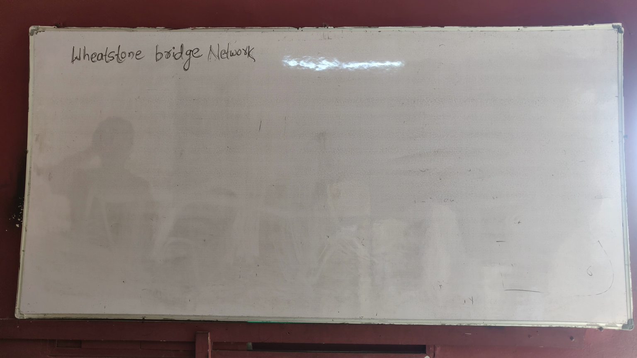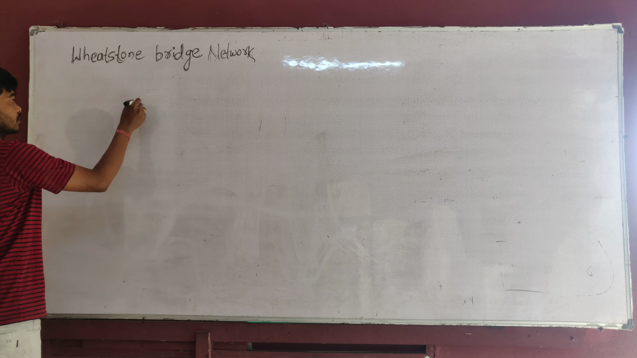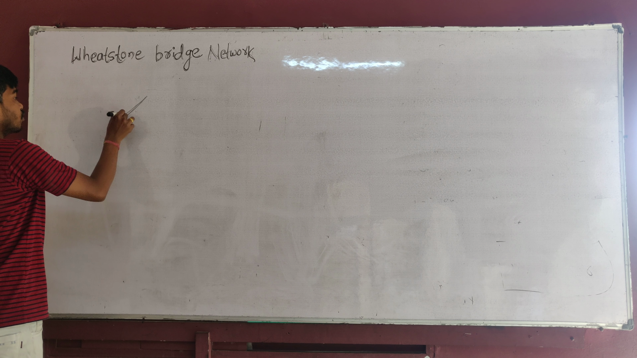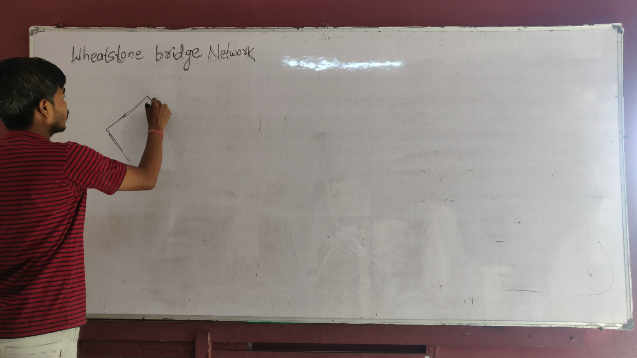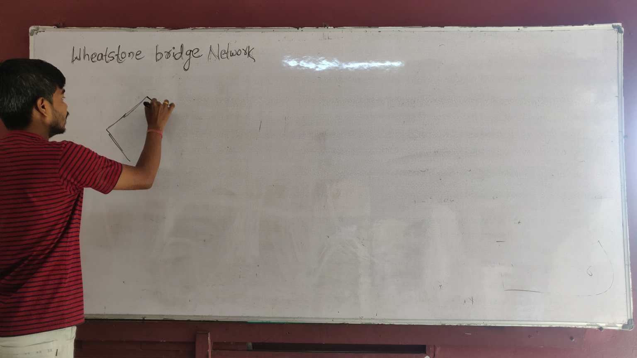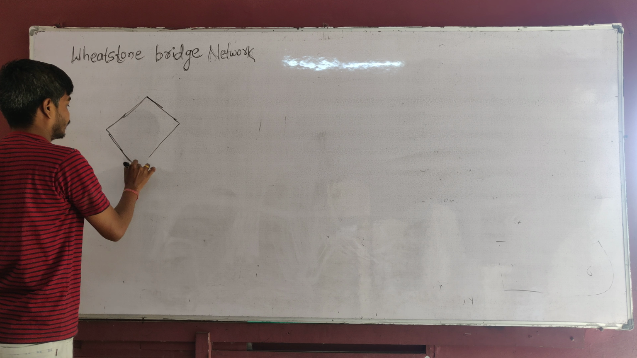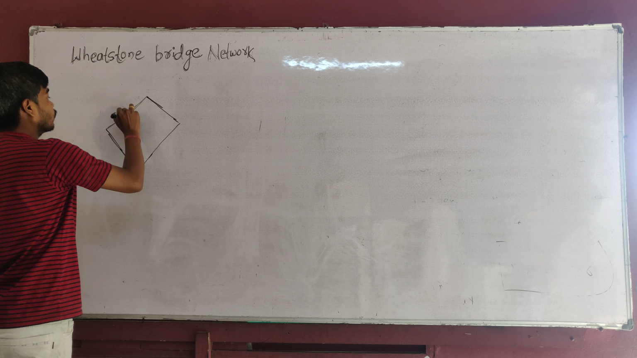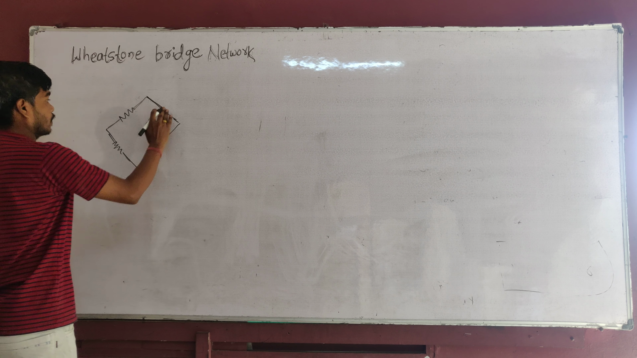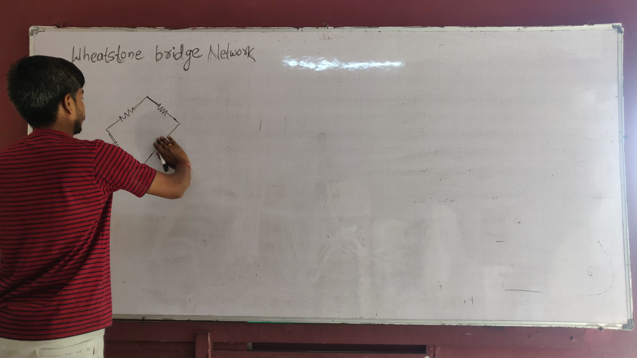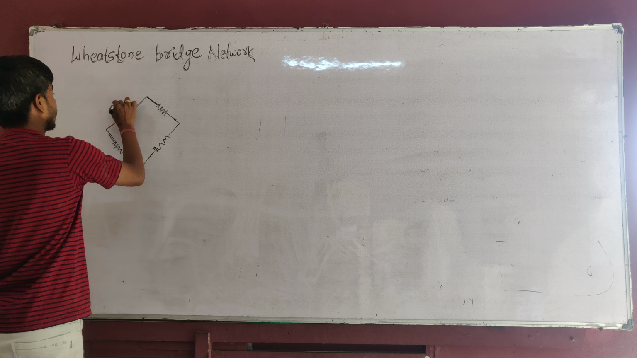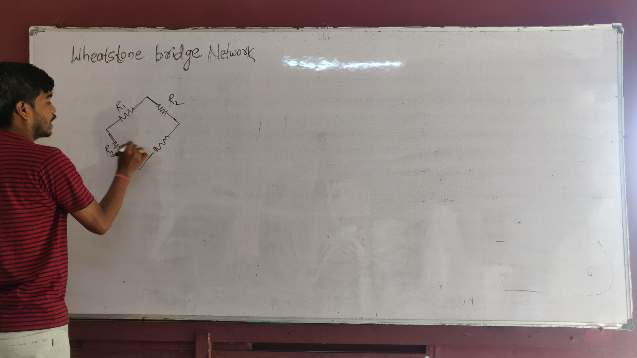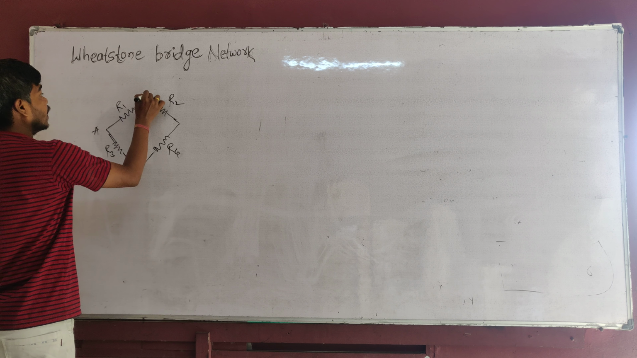Now this Whiston bridge or Whiston network is used to find the value of unknown resistance, and this network consists of four resistances. They are connected quadrilaterally between the 4 points A, B, C, D as shown in the network. This Whiston network consists of four resistances R1, R2, R3 and R4 between the 4 points A, B, C, D.